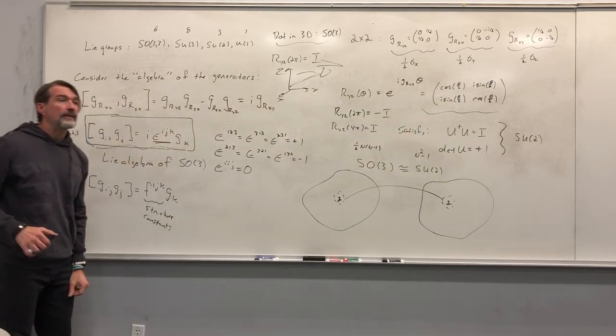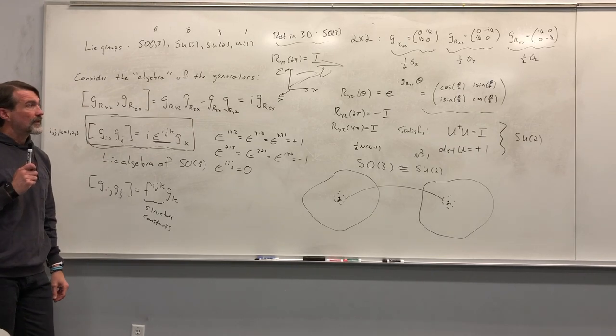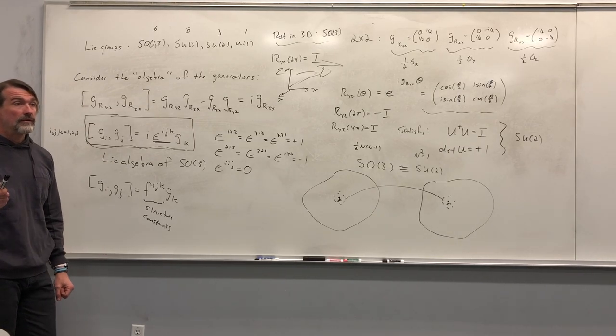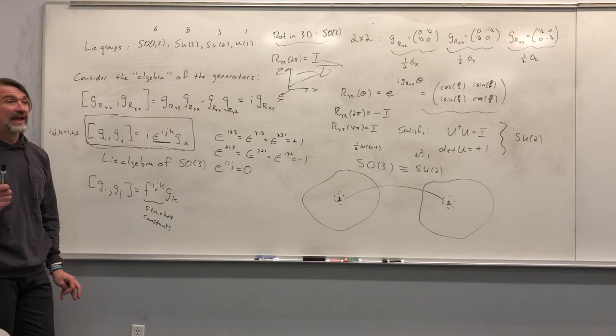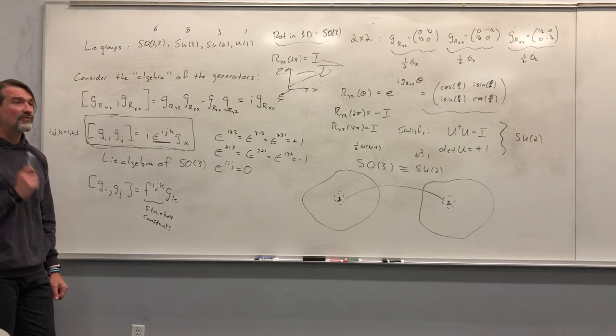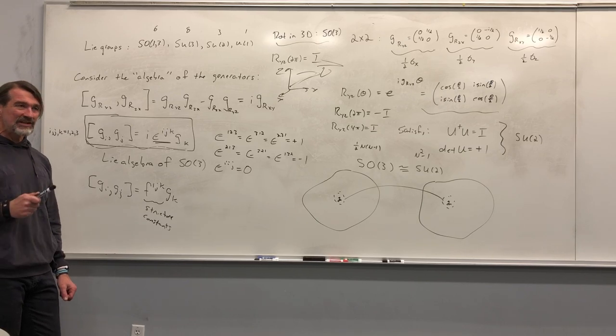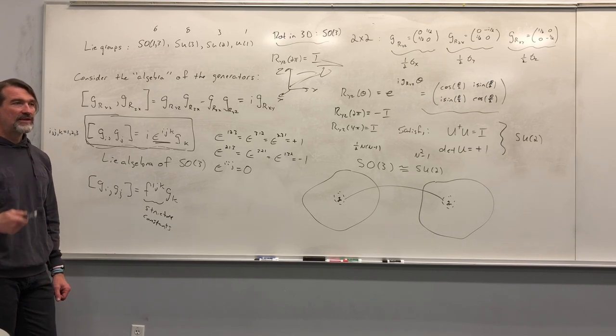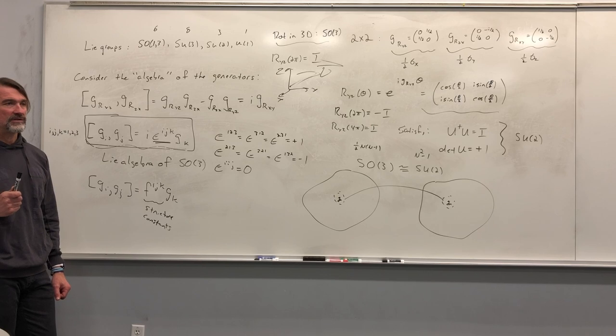Okay? Now, folks, this is wickedly amazing. But there's an important question to ask. Yes, we've got this really weird representation of rotations. They're called spinners. Are they important in physics? Yes, because every damn thing you're made of is a spinner. It's called a fermion. Okay?